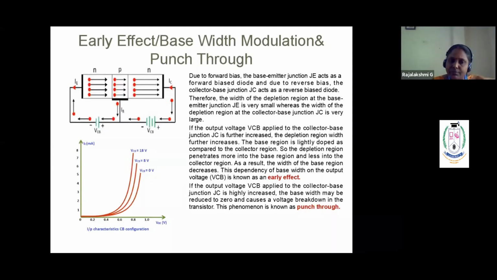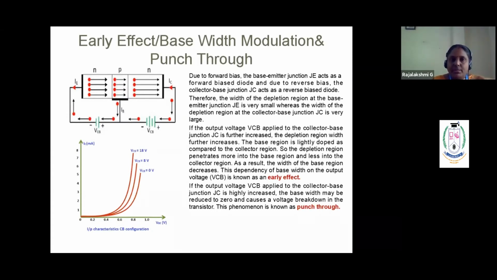The curve is shifted to the left-hand side. The conduction has started earlier, right? 8 is more than 0, 18 is more than 8. But still, the conduction has started earlier itself. That is why it is called the early effect. Now, you should understand why this early effect occurs even though there is a formation of the depletion layer.